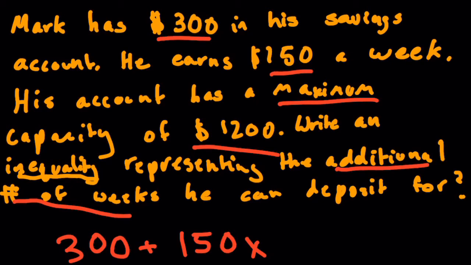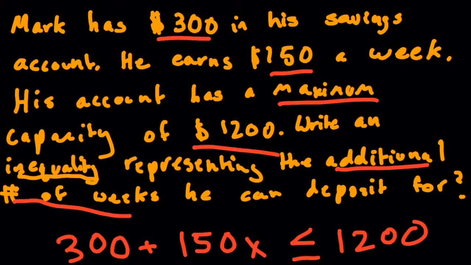So 300 plus 150x, and now we want to know the additional number of weeks he can deposit for in the form of an inequality. So we know he has a maximum capacity of 1200, so that means his total has to be less than 1200, so it's less than, but it can also be equal to, because it's a maximum capacity, meaning it can hold 1200, so less than or equal to 1200. And that's all you have to do. You don't need to solve. That's essentially what you have to do, and that's the hardest part.